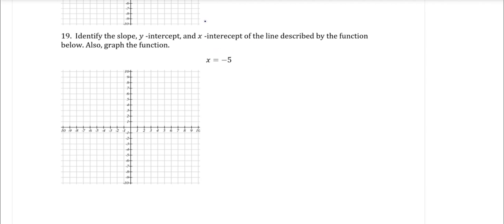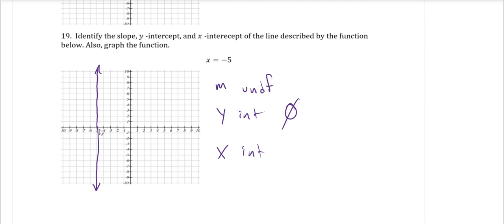This one's a bit different because it is not in slope-intercept form, and neither can it be put in slope-intercept form, because it defines the constant region where x is always -5. That's this collection of points here. Its slope is undefined because it is a vertical line. Its y-intercept does not exist because vertical lines need not hit the y-axis. Its x-intercept is also -5 because its x value is constantly -5.